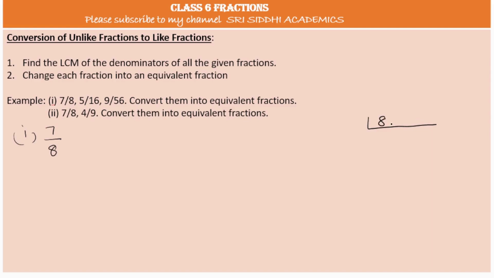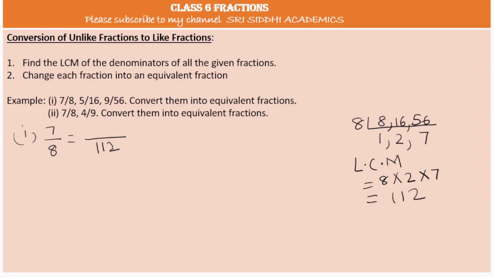So denominator is 8, 16 and the next denominator is 56. So 8 ones are 8, 8 twos are 16, 8 sevens are 56. Sixteen into 7 is how much? 112. So this is the LCM. Now I will take this 112 as the denominator and convert all of these fractions into like fractions. So here 112. Now 8 into what will give 112?